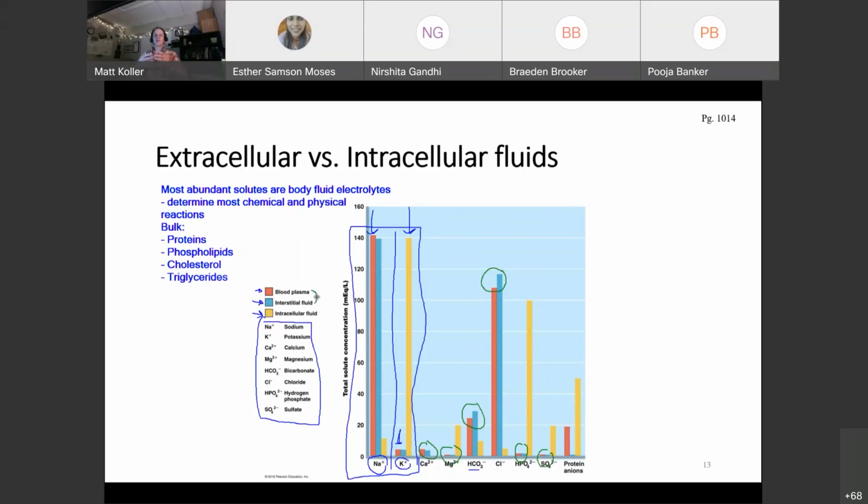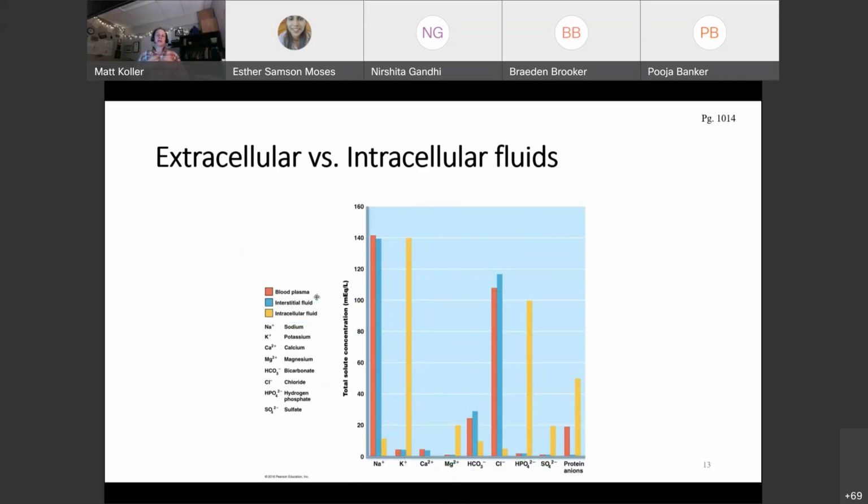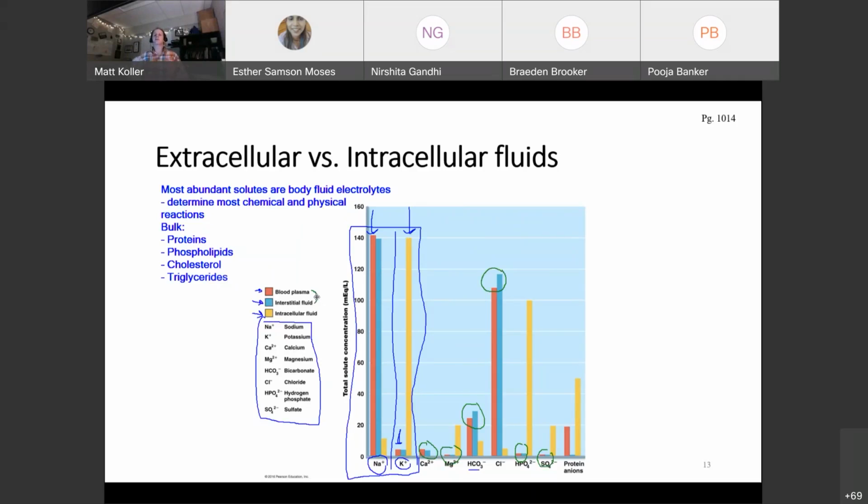And so if the body, say, wants to get rid of sodium, it's going, I have too much sodium, I need to get rid of sodium, it will dump the sodium from the blood plasma, but then sodium will go from the interstitial fluid to the blood plasma, and you'll have an overall decrease in sodium. So it's good to know that there's that connection.